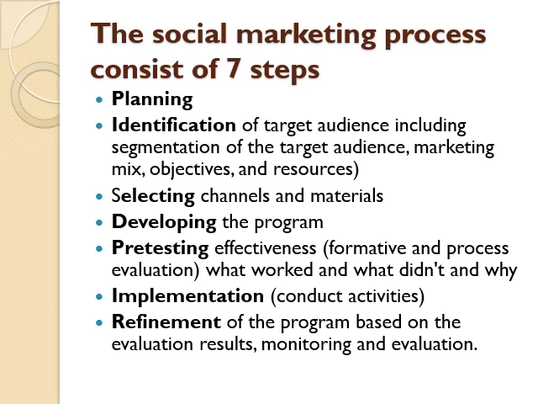The social marketing process consists of seven steps: planning; identification of the target audience, including segmentation of the target audience; marketing mix, objectives and resources; selecting channels and materials; developing the program; pre-testing effectiveness; formative and process evaluation, what worked and what didn't and why; implementation, conducting activities; refinement of the program based on the evaluation results; monitoring and evaluation.